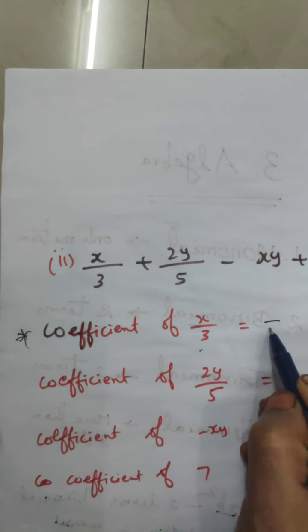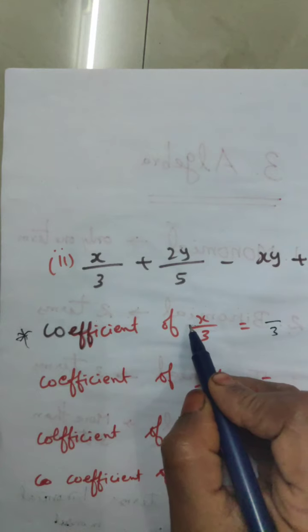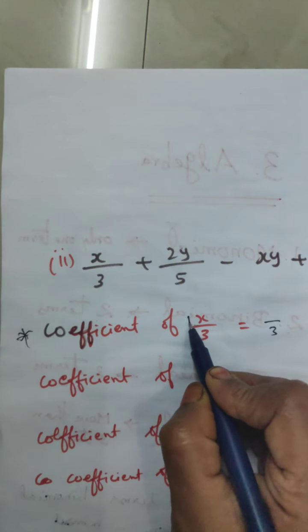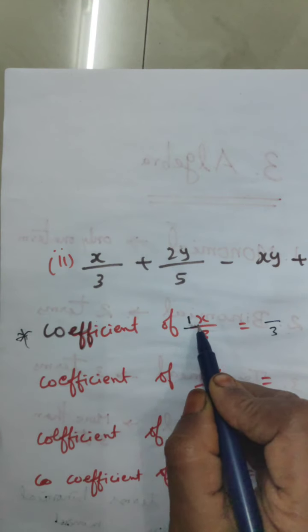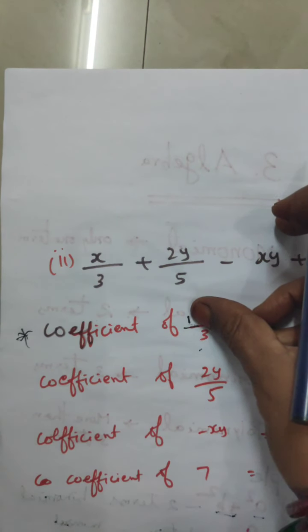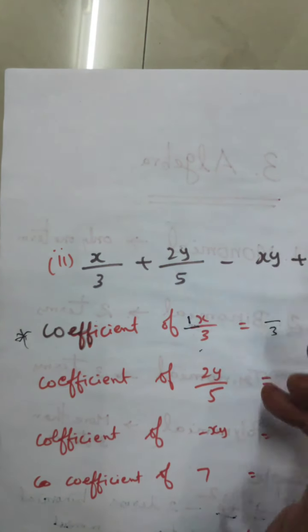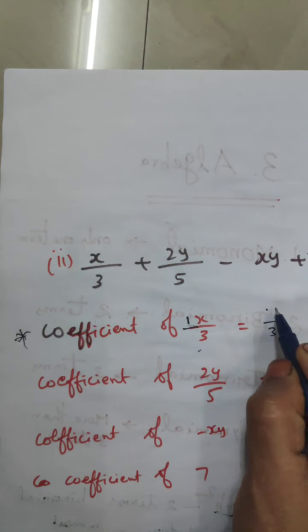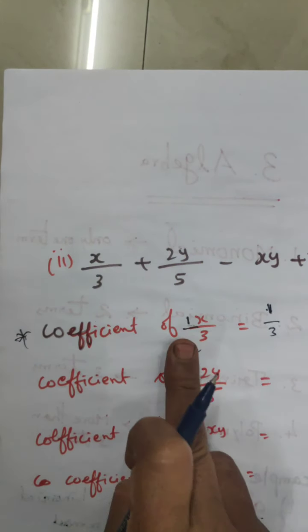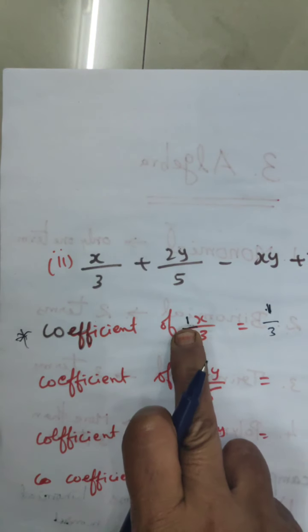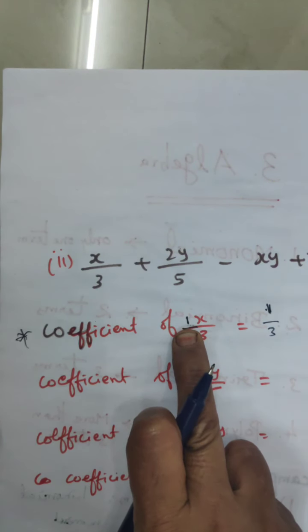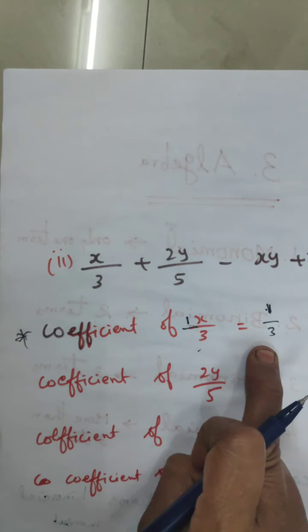You are writing 3? No, this is wrong. How many x terms are there? Only one x is there. So now you close the x. What is the number? The numerator is 1. So you write 1 by 3, which is the correct answer. You should not write 3 by 3 and all, no need to write. Any term that does not have a variable, you write it as 1. So 1 by 3 is the coefficient.